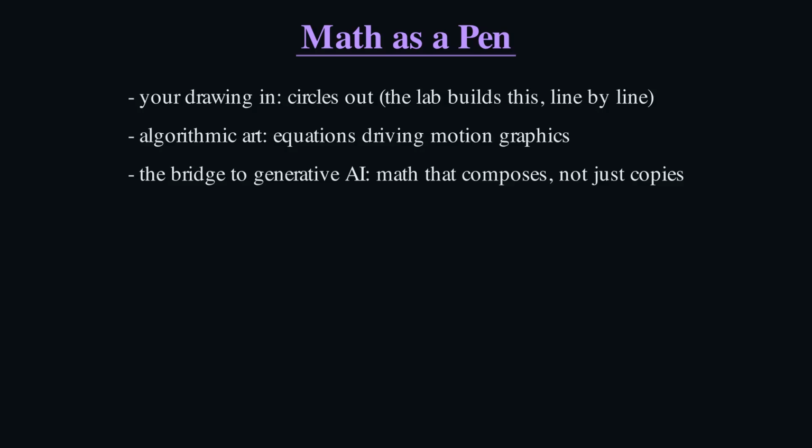Where does this go? In the companion lab, we build this whole pipeline in 30 lines of Python. Your drawing in, circles out. Artists already drive motion graphics with equations like these. And the deeper idea, math that can compose images rather than just copy them, is the seed of generative AI.